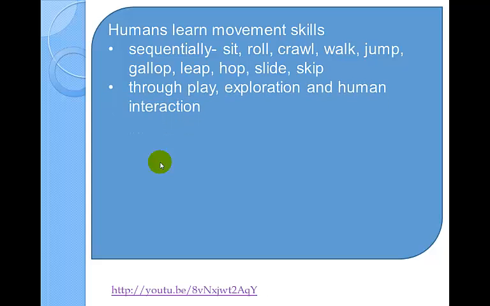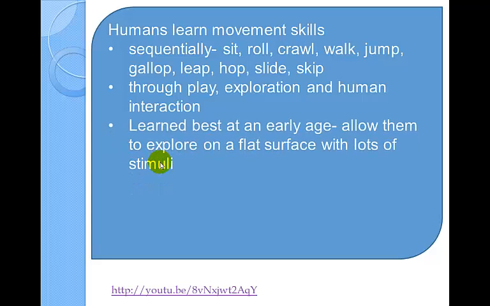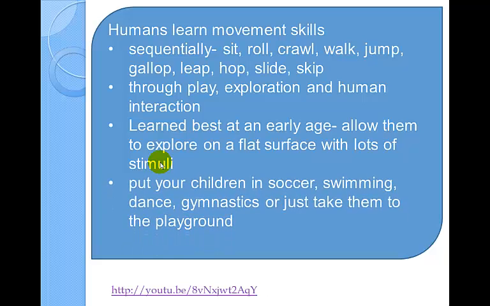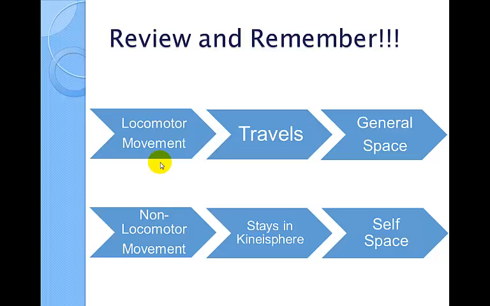Humans learn through play, exploration, and human interaction, and that's how we learn. We don't learn how to crawl or hop or jump by someone teaching us how to jump as a young child. All of these skills are learned best at an early age. What you want to do is allow your children to explore on a flat surface with lots of stimuli around them. And put your children in soccer, swimming, dance, gymnastics, or just take them to the playground when they're young. These things are all very important.